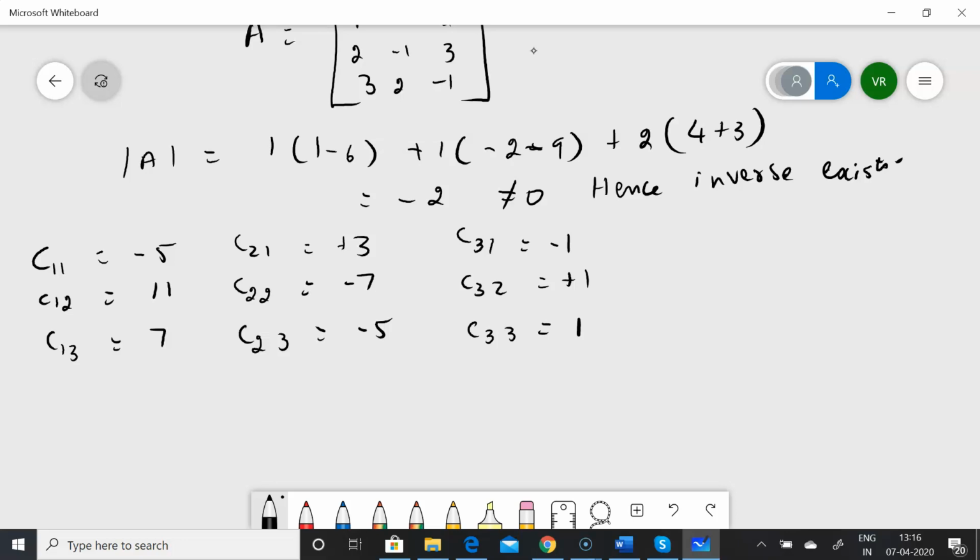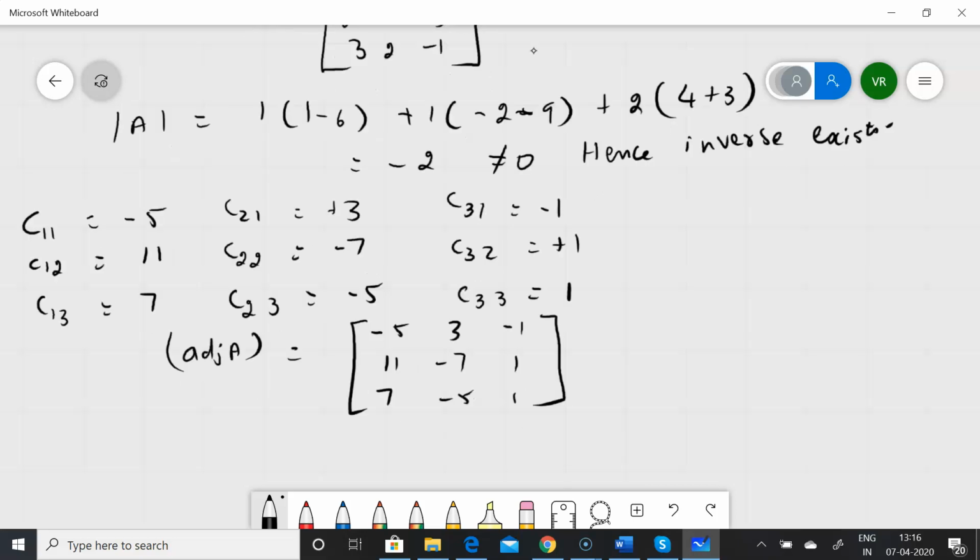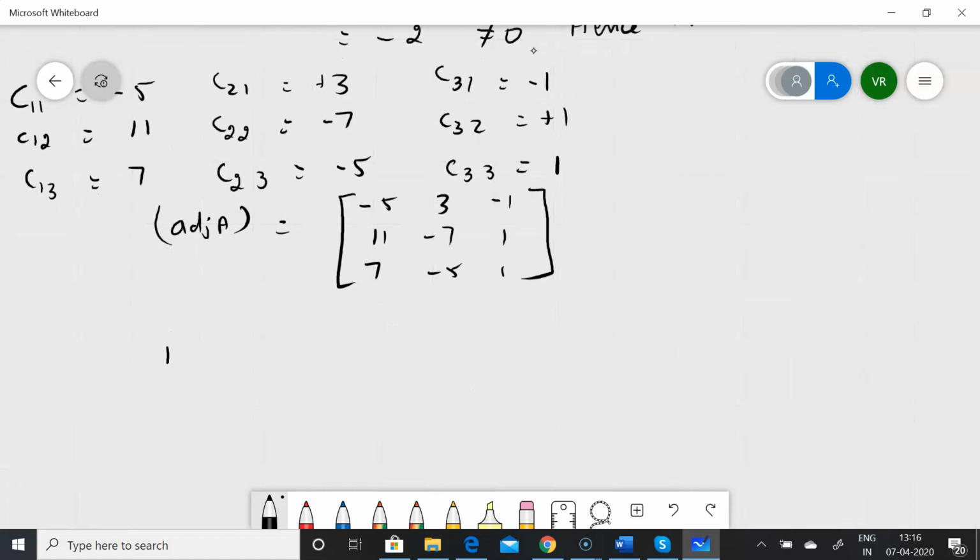Now, the adjoint of A is minus 5, 11, 7, 3, minus 7, minus 5, minus 1, 1, 1. Therefore, the inverse of the matrix A is A inverse, equal to minus 1 by 2 into the adjoint of A: minus 5, 11, 7, 3, minus 7, minus 5, minus 1, 1, 1.